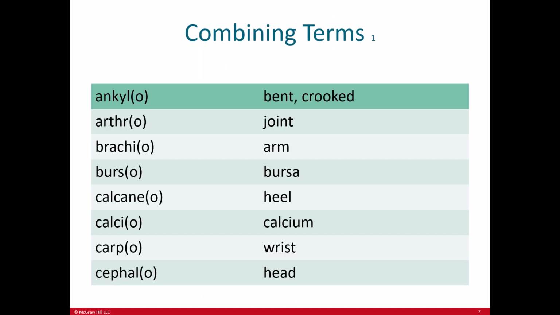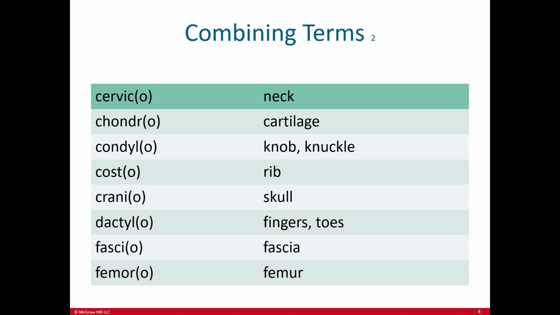Combining terms for this system include ankylo, means bent or crooked. Arthro means joint. Brachii or brachio means arm. Burso means bursa. Calcaneo is your heel bone, so that's the heel. Calci or calcio is calcium. Then we have carpo, which is the wrist. Cephalo, which is the head. Then we have cervico, meaning neck.